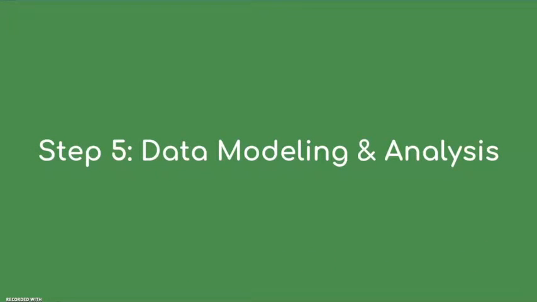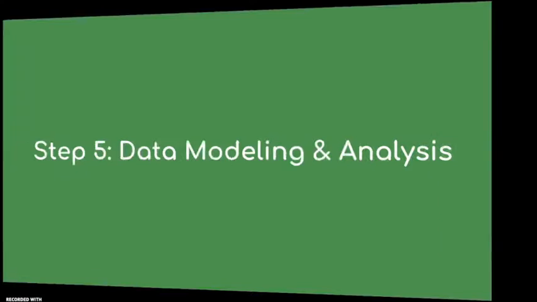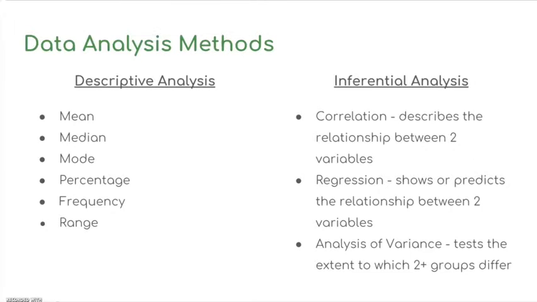So the next step in the process is the part that we're all excited about, which is actually data modeling and analysis. So there are two types of data analysis methods that you can use. The first is descriptive analysis. So this type of analysis helps describe, show, or summarize data in a meaningful way that makes it easy to identify patterns that occur in your data.